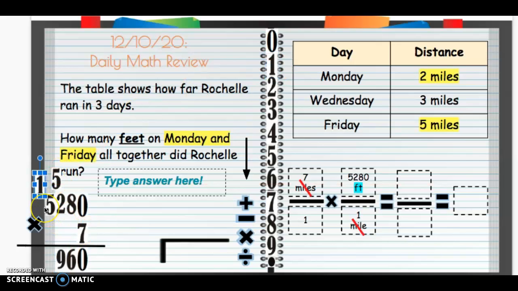And then we do 7 times 5, which is 35. 35 plus 1 is 36. So we do our 3, and then our 6. So when we multiply that out, we get 36,960 feet. All right, 1 times 1, 1. So our answer is 36,960 feet. All right, so then you put that in your box over here.